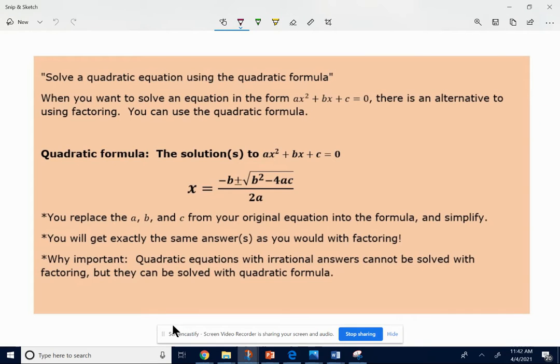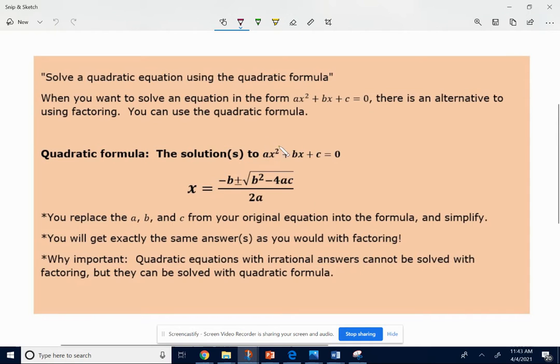Okay, this video is to help you with the lesson Solving Quadratic Equations using the Quadratic Formula. You've been solving quadratic equations with factoring: factoring the left side, setting each factor equal to 0. But there's another way you can solve a quadratic equation. You can use the quadratic formula instead.